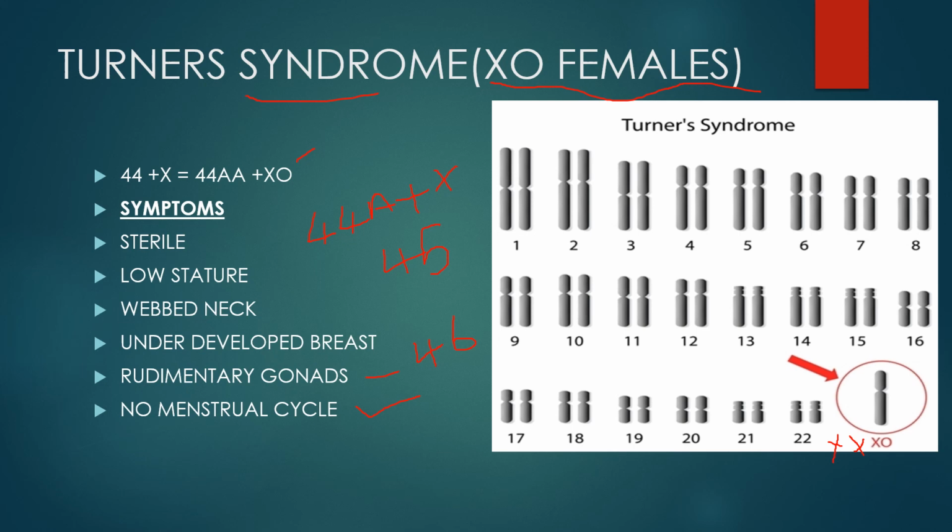And this is all about the chromosomal abnormalities, children, and you just learn it. These are trisomy of chromosome 13, trisomy of chromosome 21, XXY males and XO females. These are all important 1-mark questions. You just go through it, children.